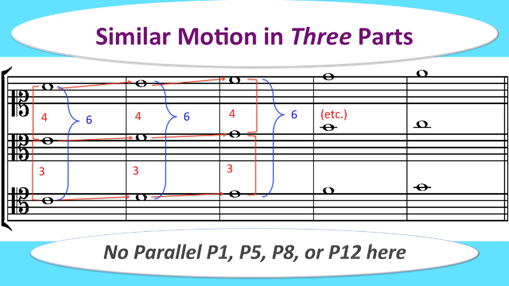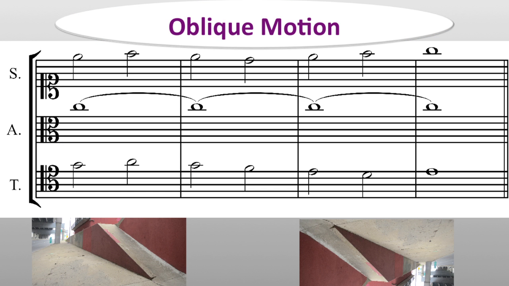Not all parallel intervals are forbidden. As shown here, parallel thirds and sixths, and sometimes fourths, are acceptable. Now we see two musical lines moving up and down, while a third sustains a tone. This is an example of oblique motion. The top and bottom line move obliquely to the middle part. Do you hear the sustained middle line?